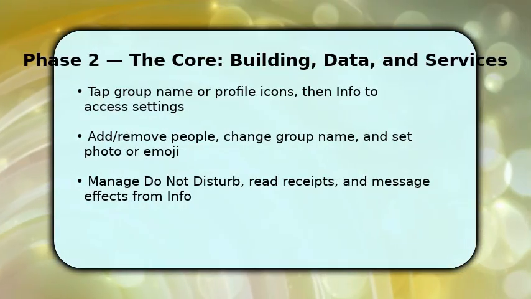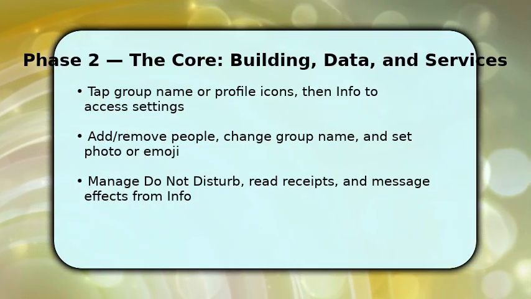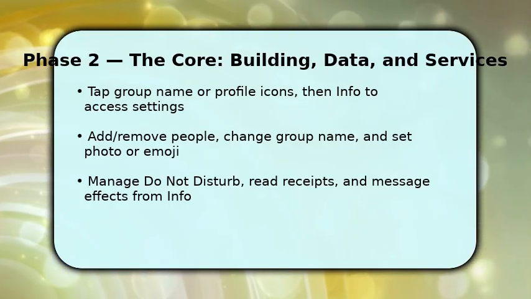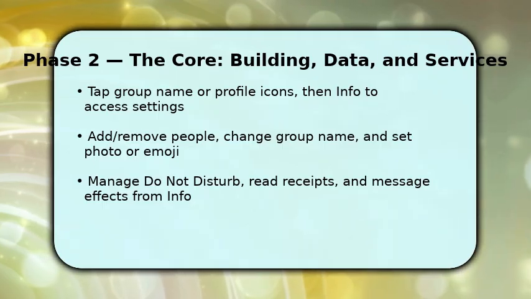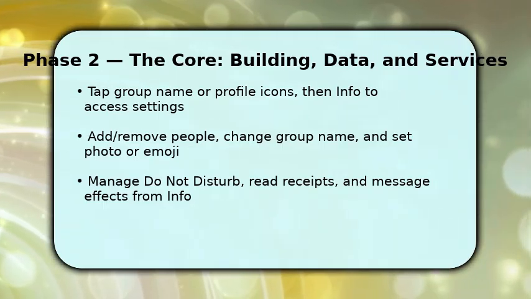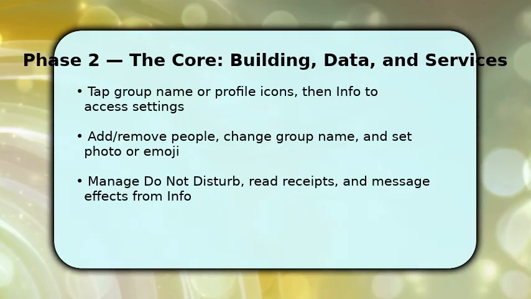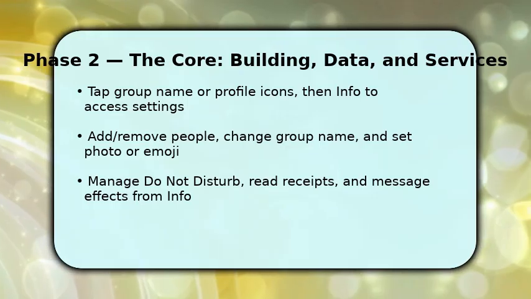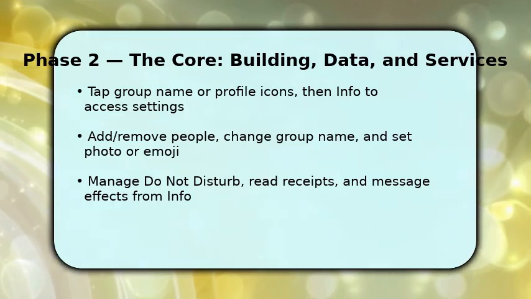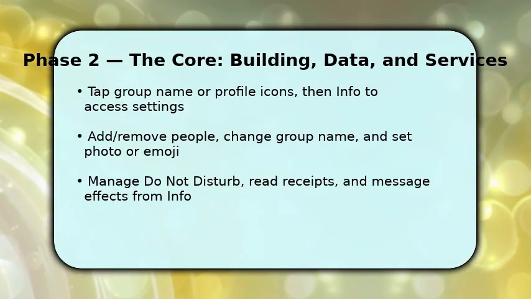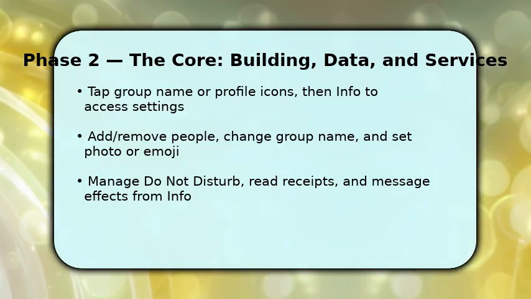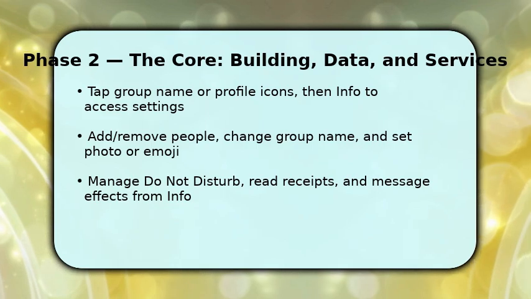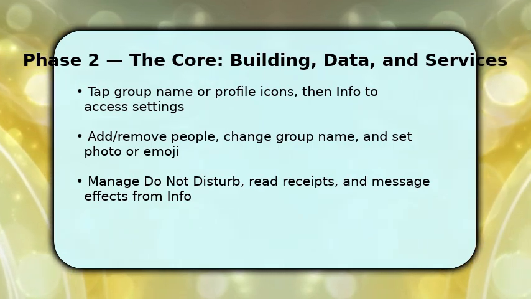Once the group exists, tap the top bar, either the group name or the circular icons, to open info. This gives you control and explains how the conversation will behave. You can add new people, remove participants if everyone uses iMessage, rename the group to a clear title, and choose a photo or emoji so it's easy to spot. Also use info to toggle read receipts, do not disturb, and inline replies so the chat matches your notification preferences and keeps messages organized during busy periods.